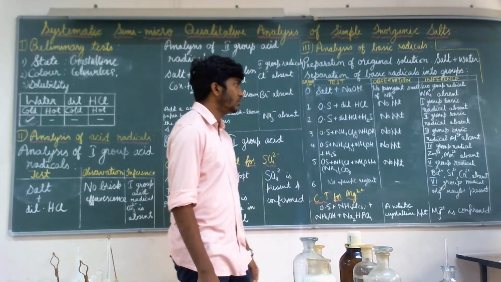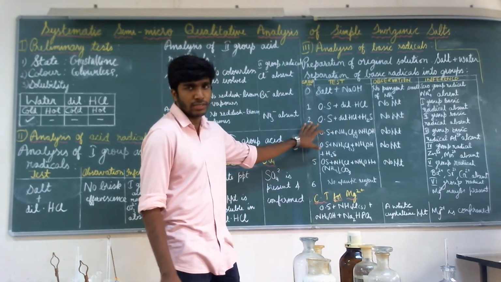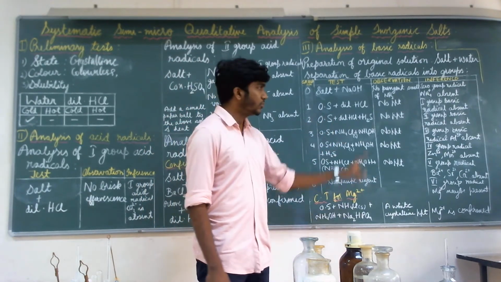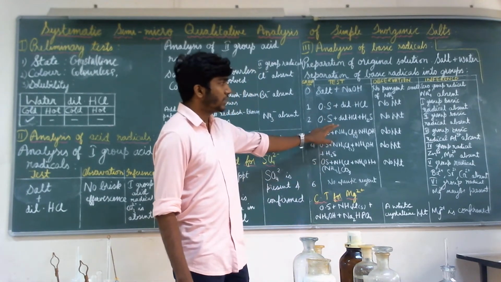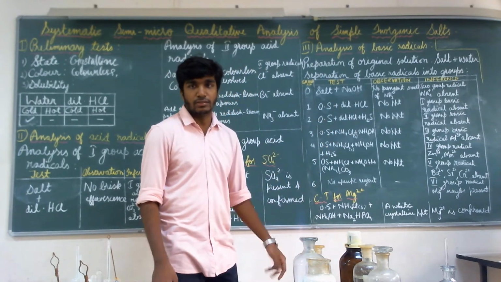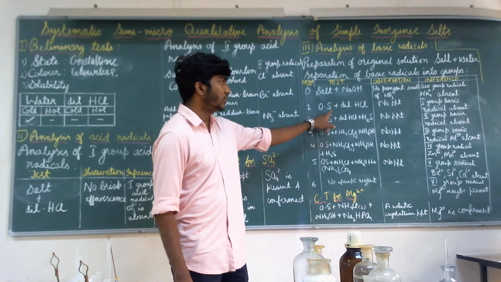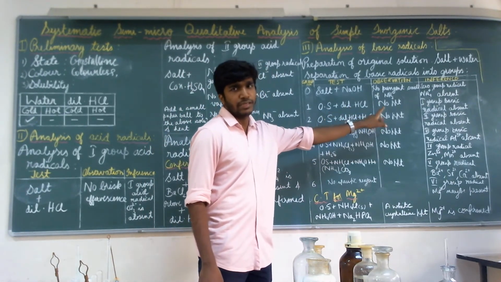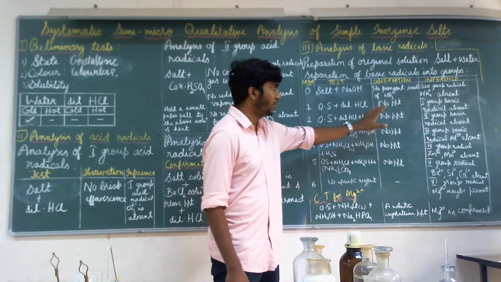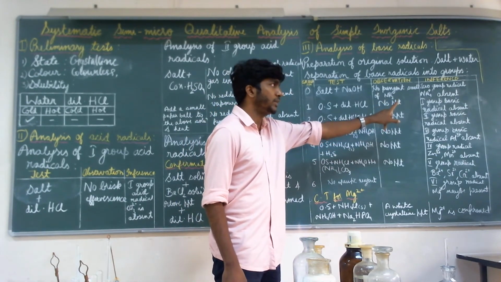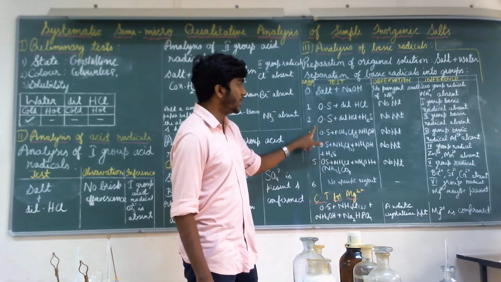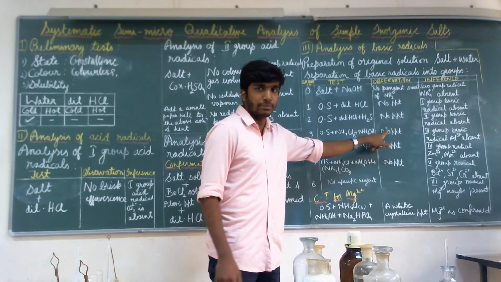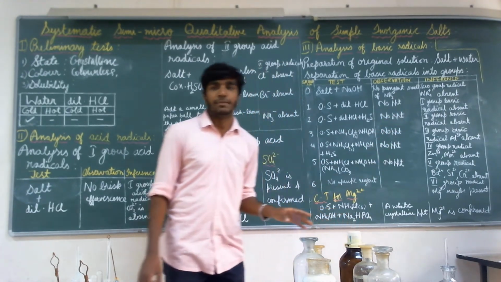After that, we moved on to the first group and second group. I told you that first group and second group basic radicals won't be given for you, so we did not analyze first and second. But even though we did not analyze, we have to write it in the answer sheet. So I've written original solution plus dilute HCl. We did not get any precipitate. Even though you are not performing, we just have to write. So first group basic radical absent. Second group basic radical analysis is original solution plus dilute HCl plus H2S. We did not get any precipitate, so second group basic radicals are absent.